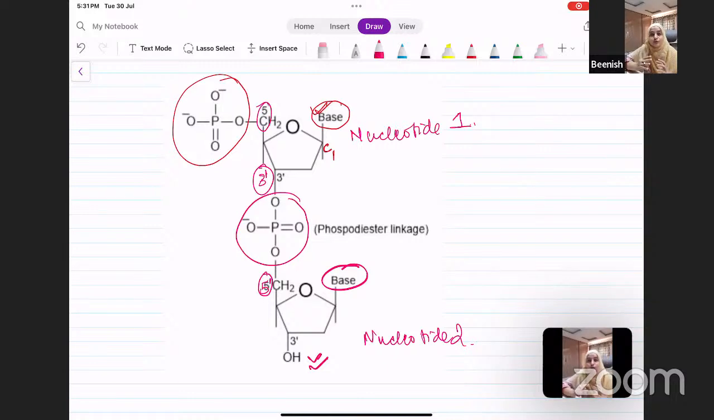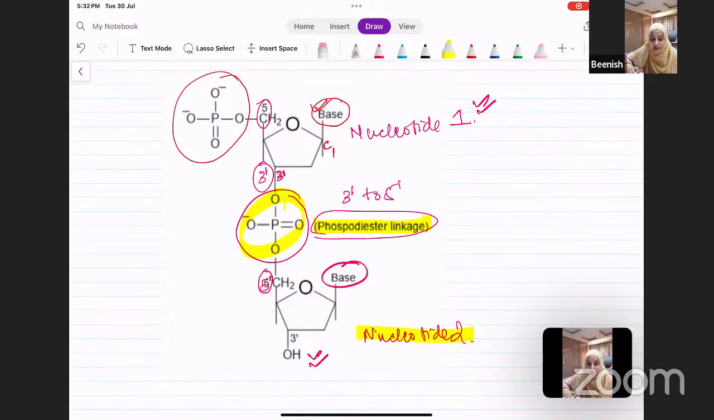So now this phosphate of the second nucleotide is forming a bond with the 3' hydroxyl of the first nucleotide. And what is this bond? This is a phosphodiester linkage, a 3' to 5' phosphodiester bond. So how is it formed? It is formed by a bond between the 3' hydroxyl group of nucleotide 1 and the 5' phosphate of nucleotide 2, and a phosphodiester bond is formed. So this is your dinucleotide.